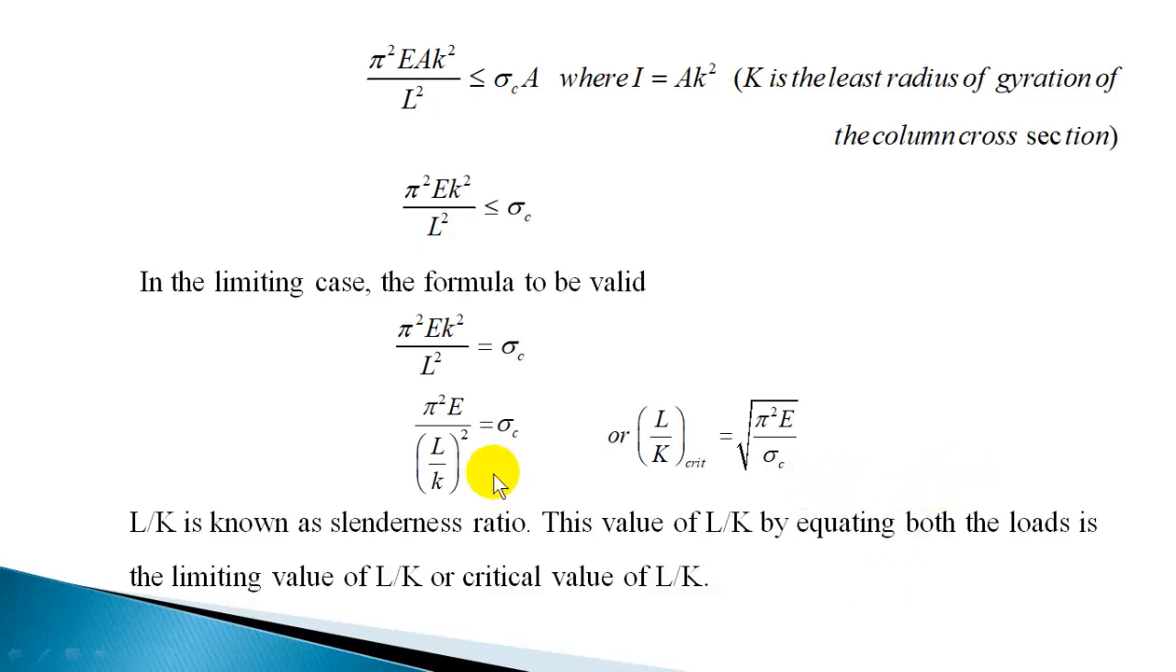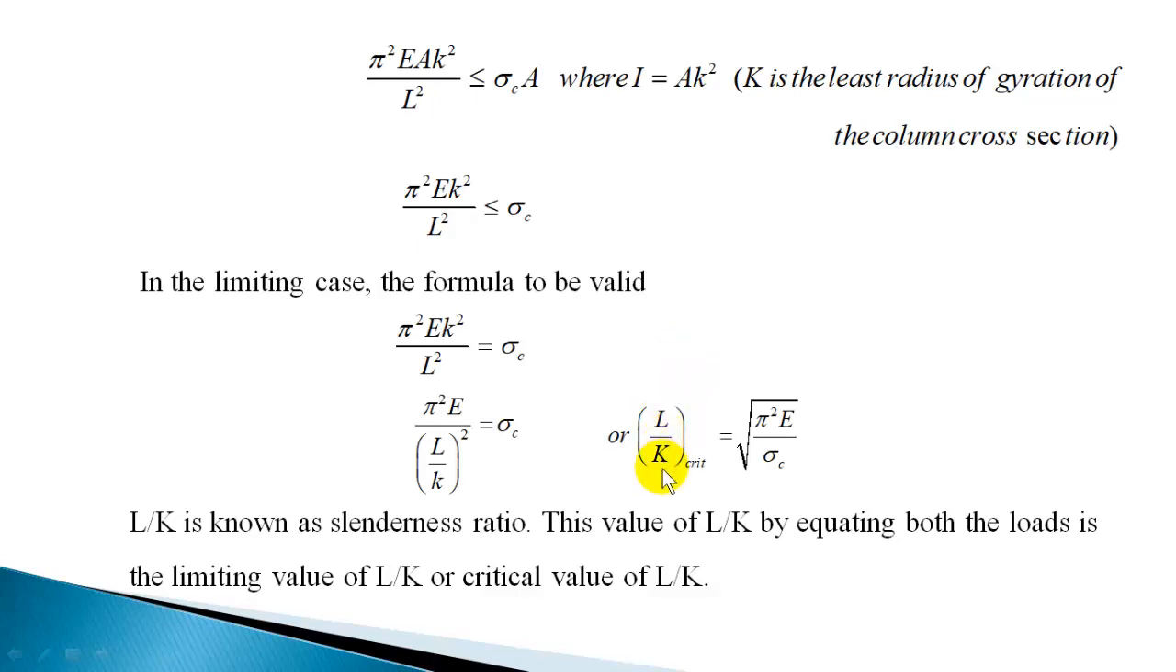So for Euler's formula to be valid, the L by K for the given column should be either equal to this critical value or greater than the critical value of L by K. And L by K is known as slenderness ratio. How slender the column is. As length increases, it becomes slender or thin.